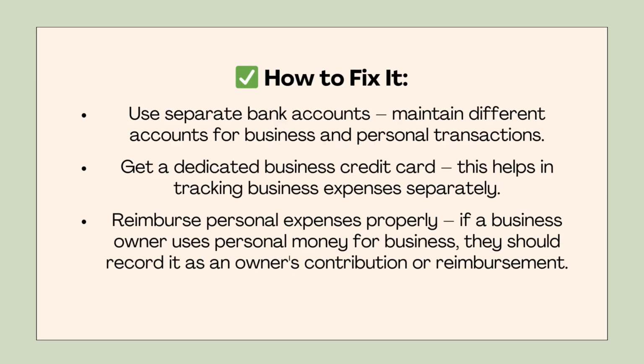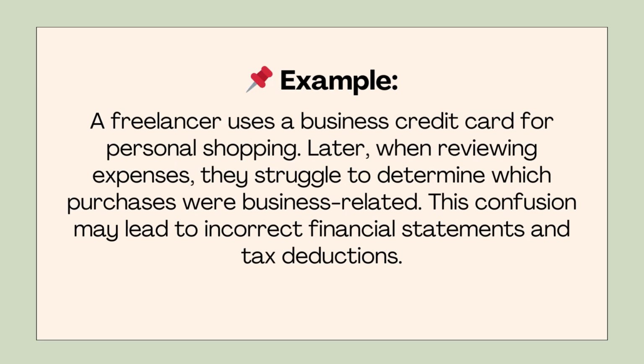How to fix it? Use separate bank accounts. Maintain different accounts for business and personal transactions. Get a dedicated business credit card. This helps in tracking business expenses separately. Reimburse personal expenses properly. If a business owner uses personal money for business, they should record it as an owner's contribution or reimbursement. Example: a freelancer uses a business credit card for personal shopping. Later, when reviewing expenses, they struggle to determine which purchases were business-related. This confusion may lead to incorrect financial statements and tax deductions.